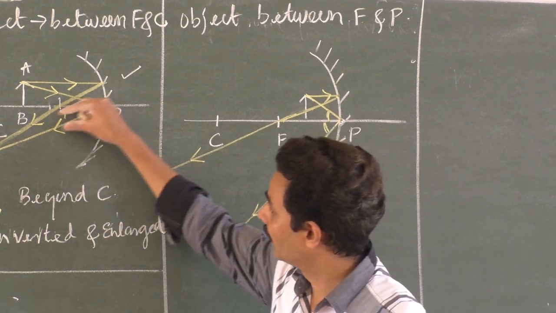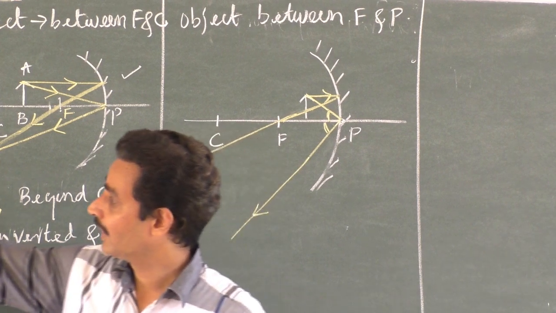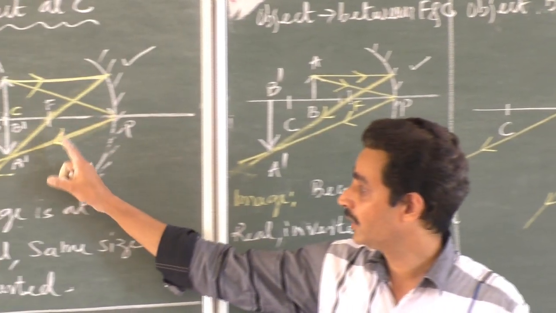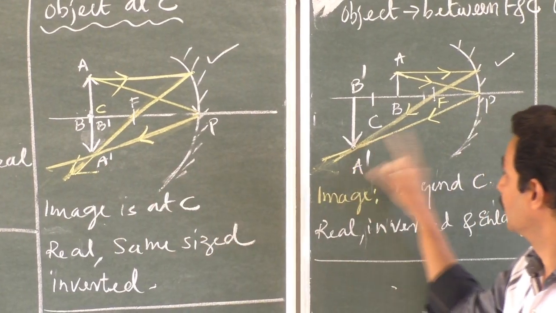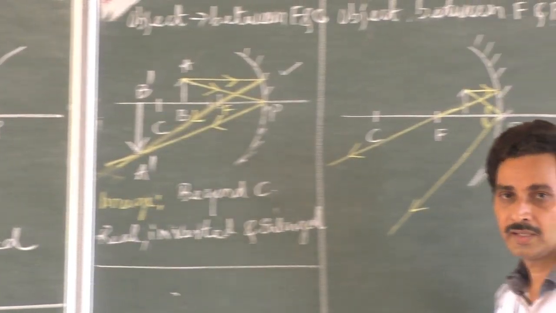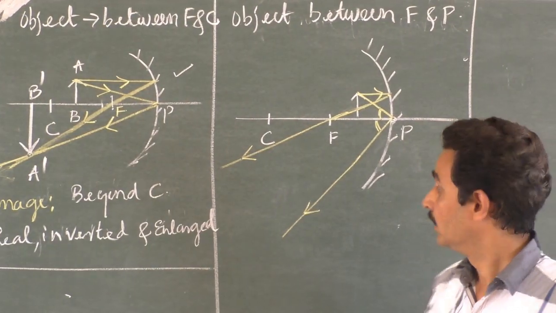What about here? They were converging and meeting here. The rays of light were meeting here every time, here. But what about here? They never meet. They are diverging. They are moving away.